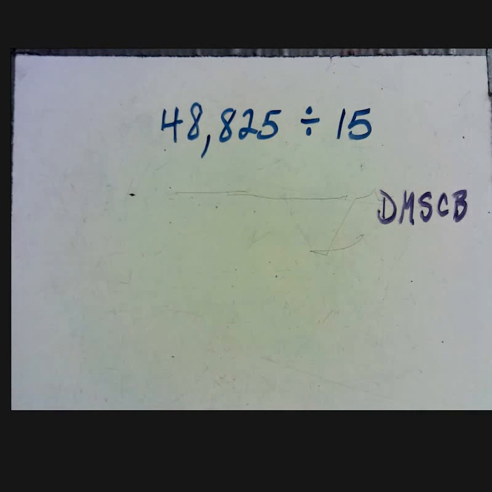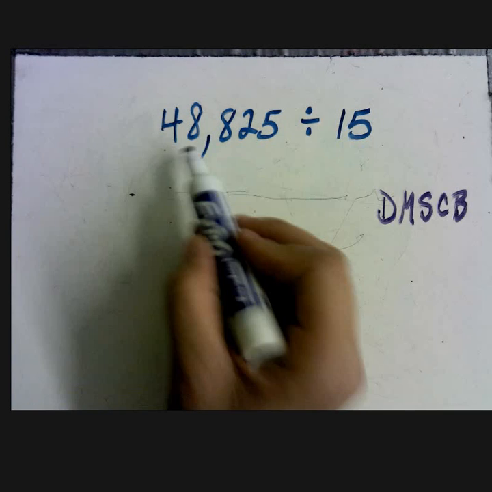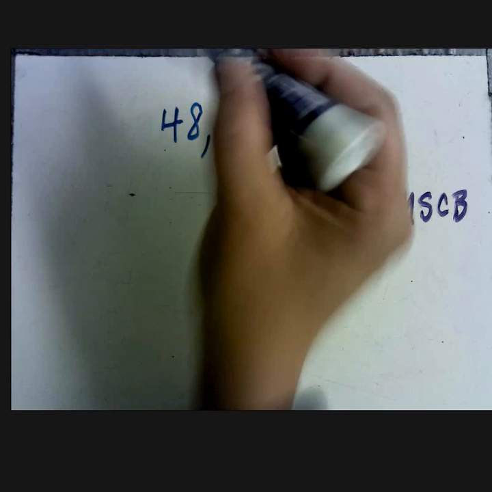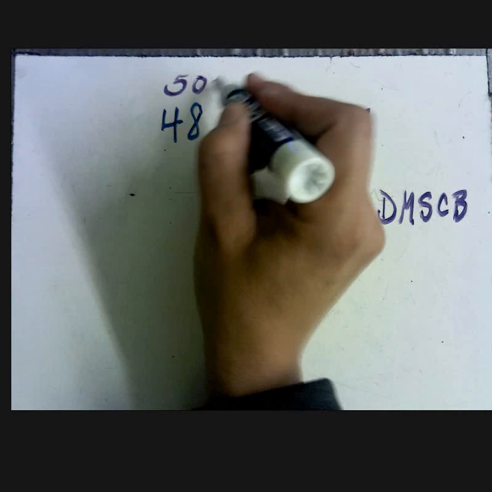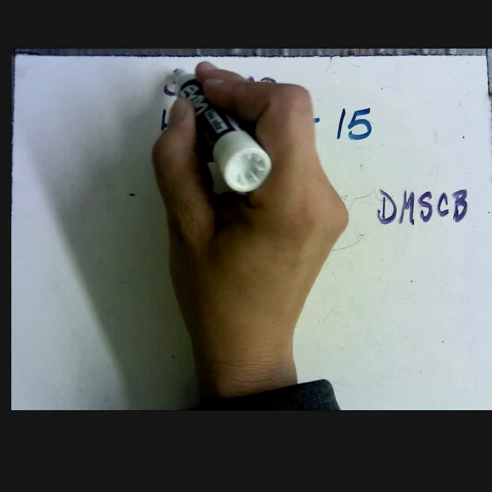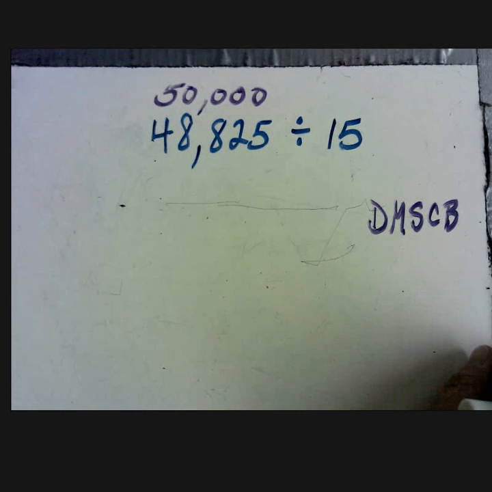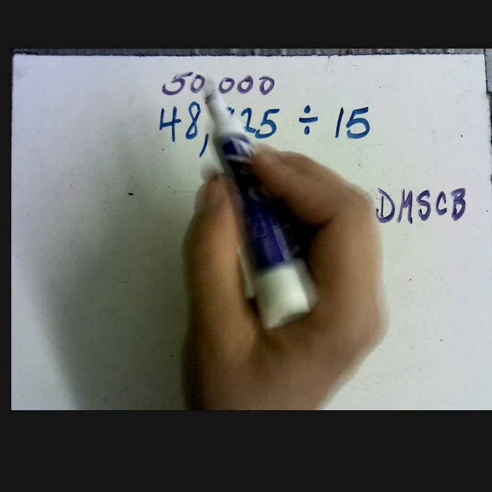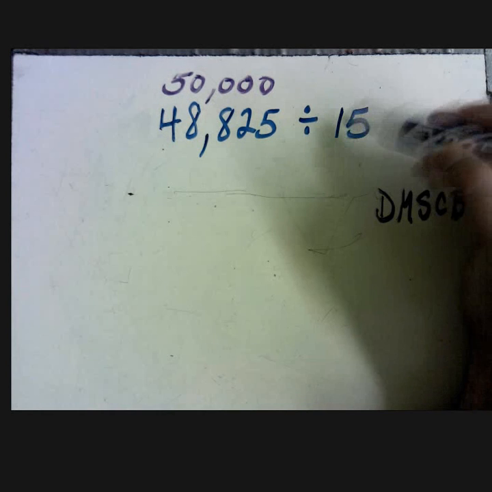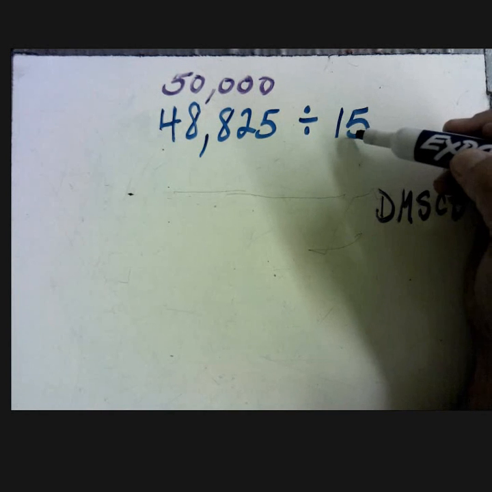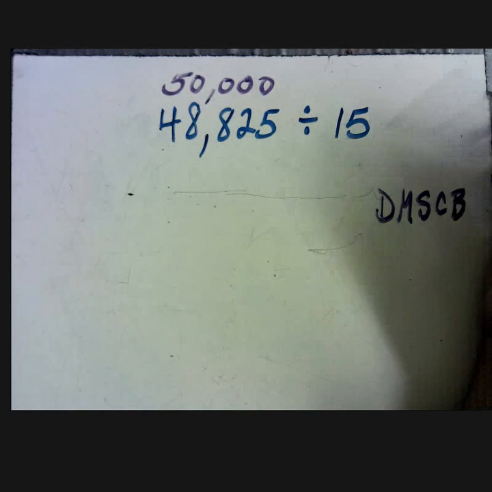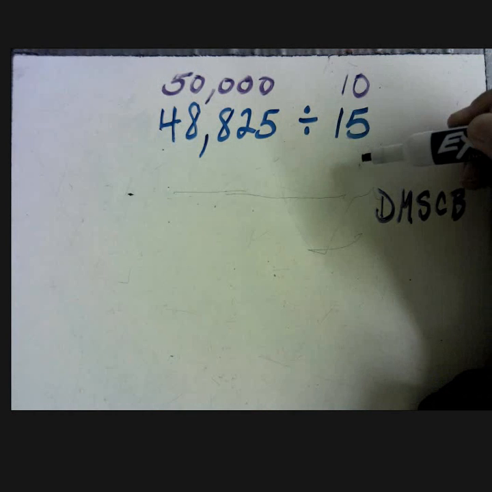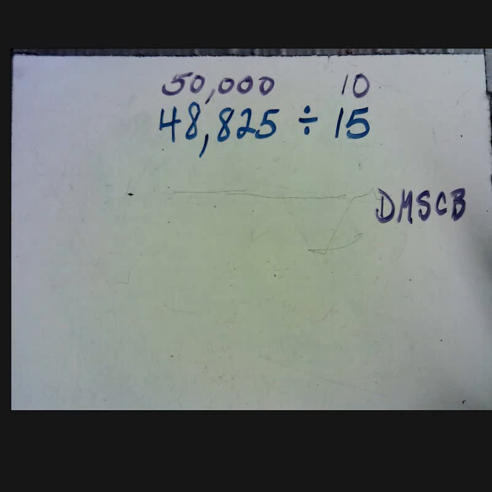Now, in order to estimate here, obviously I like the number 50,000. 50,000 is called a landmark number because it's easy to count by and it's easier to work with. So that's my estimate for this number, okay? Now for the 15, obviously 15 is closer to 20 than it is to 10, but for our purposes, I am going to say that this is close enough to 10. All right, so I'm going to use 10 for my divisor and 50,000 for my dividend.